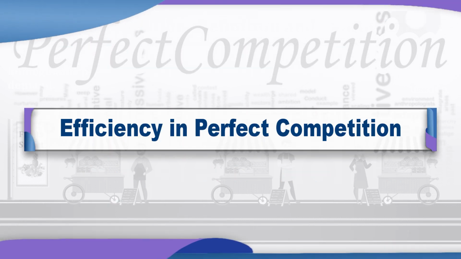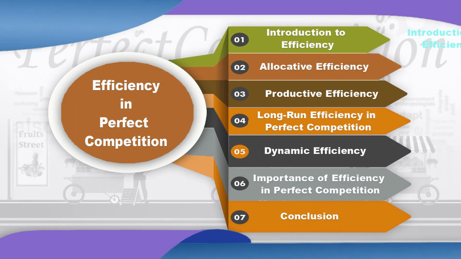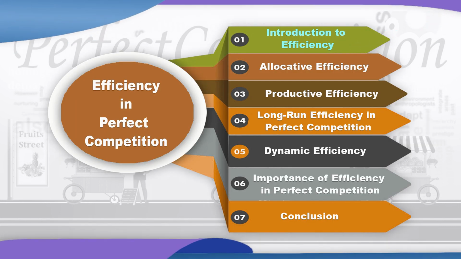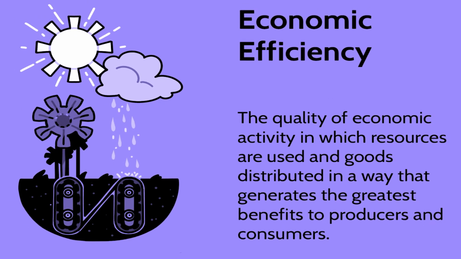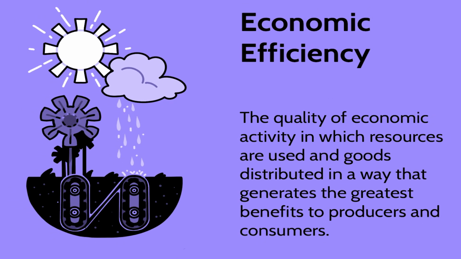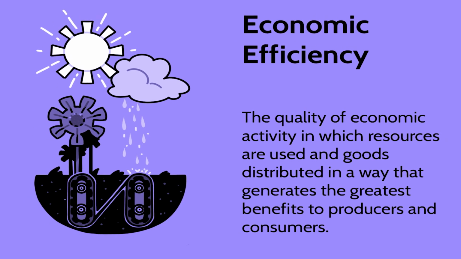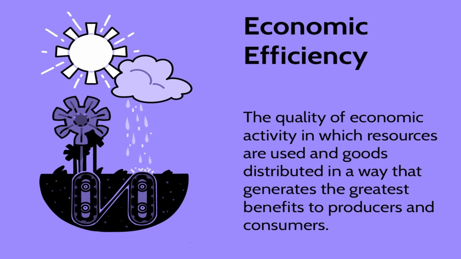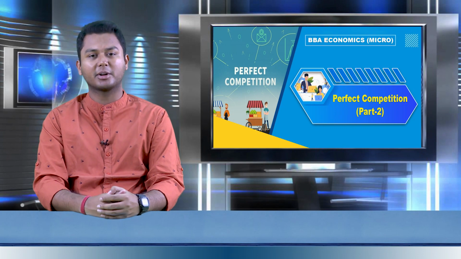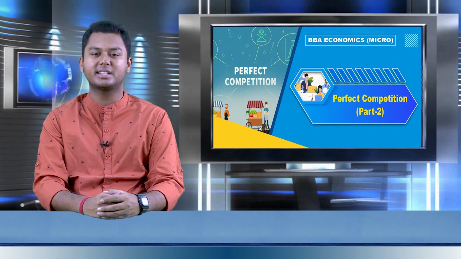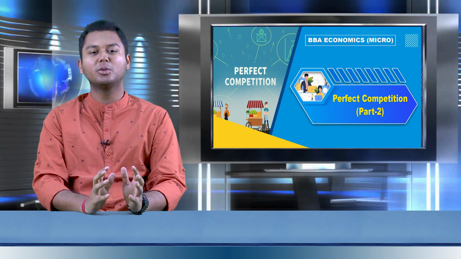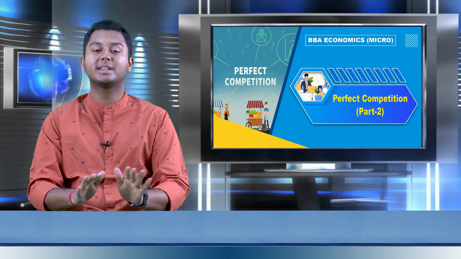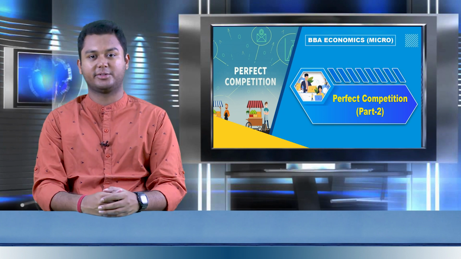Beginning with efficiency as a concept, particularly in terms of perfect competition. First, let's introduce the concept of efficiency. Efficiency in economics refers to the optimal allocation and utilization of resources to maximize overall welfare in the society. In the context of perfect competition, efficiency is achieved when resources are allocated in a way that no one can be made better off without making someone else worse off.